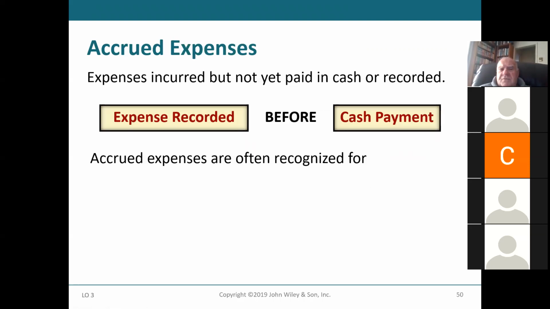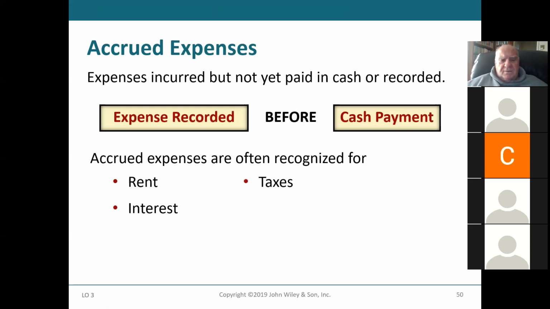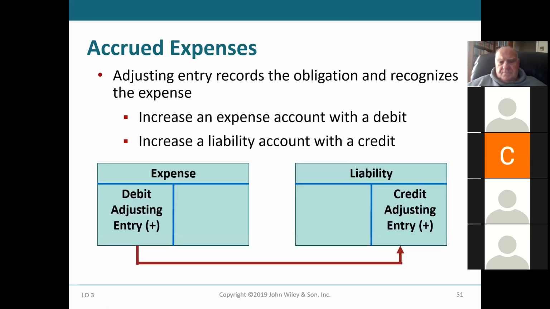Now, most of your accruals are going to be on the expense side, not the revenue side, because there's a lot more of them. Accrued expenses are often recognized for rent, interest, taxes. Salaries is a big one, and we're going to talk about that. Adjusting entries record the obligation and recognize the expense. You increase an expense with a debit, you increase a liability account with a credit, okay?